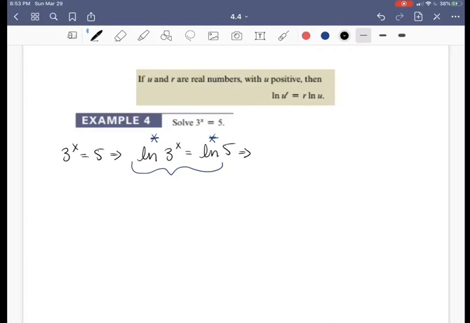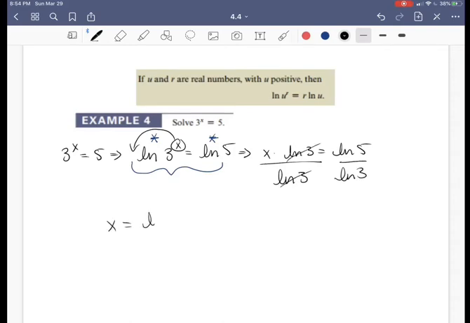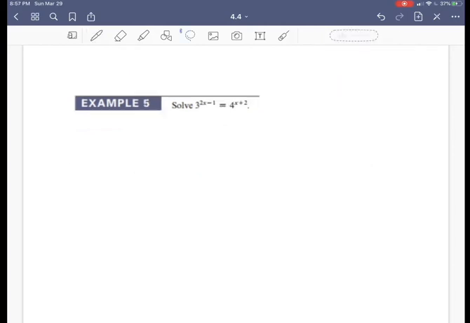So now I have, oh, by the way, also this, x can be sent to the front. So I have x times natural log of 3 is equal to the natural log of 5. Divide by the natural log of 3 on both sides. So I have that x is equal to the natural log of 5 over the natural log of 3. And that actually is a solution. But if you wanted to, we can approximate this to approximately 1.465.